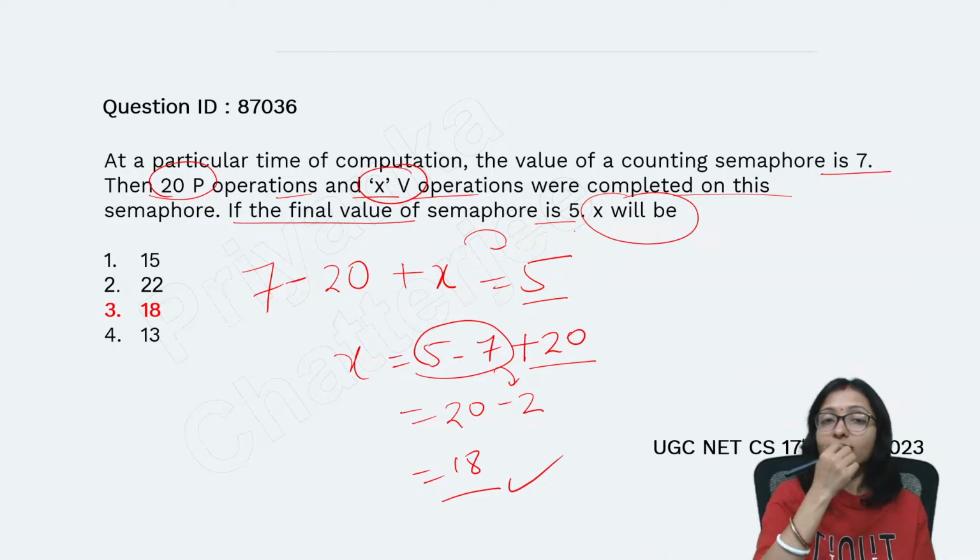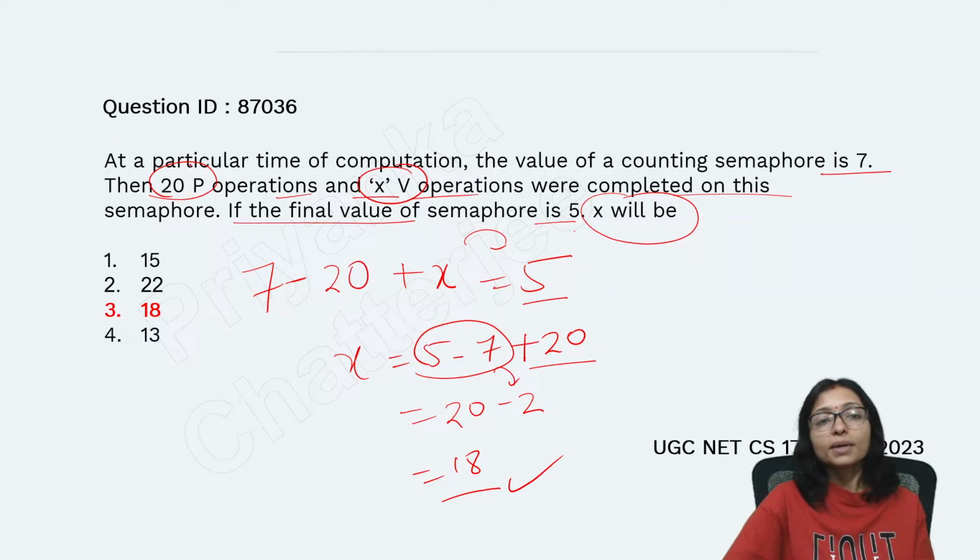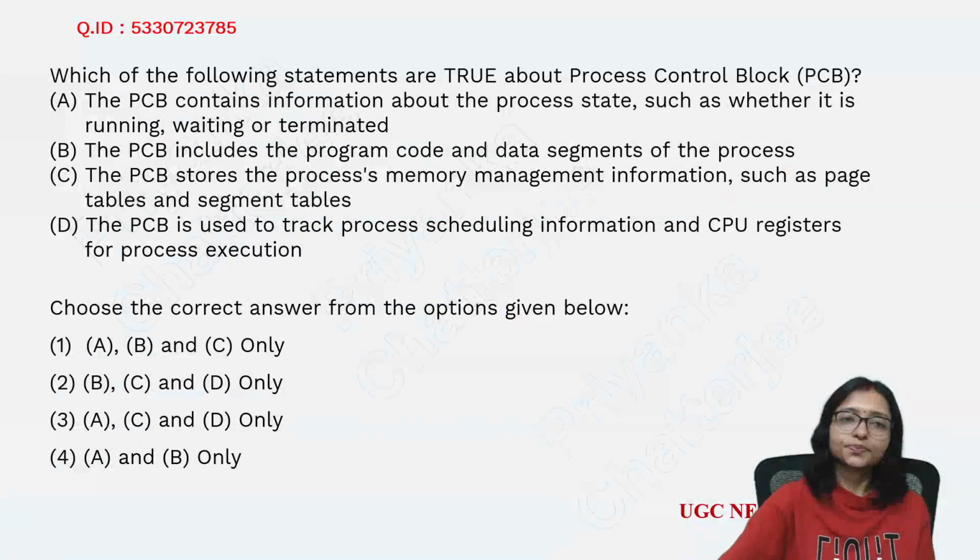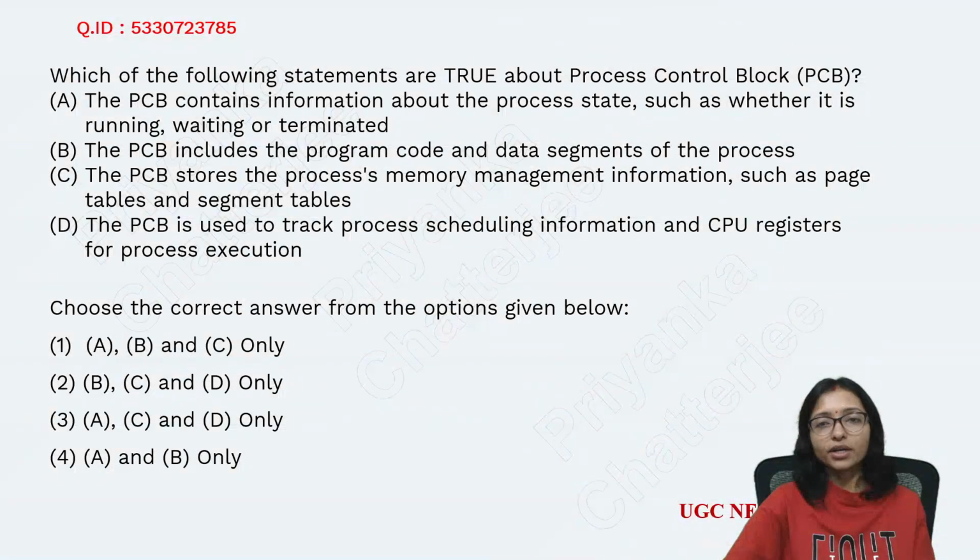This is the way you can solve the question. Very easy one. Always remember, P means wait, wait means minus; V means signal, signal means plus. How many waits? Minus. How many signals? Plus. That is the simple rule. Now here is one question from PCB, process control block.